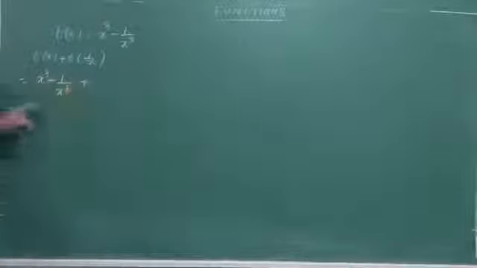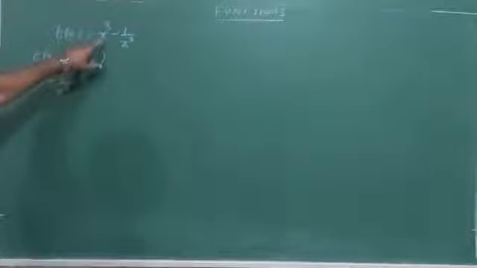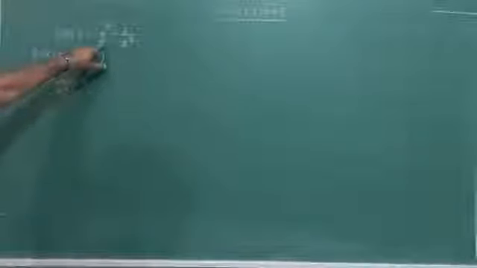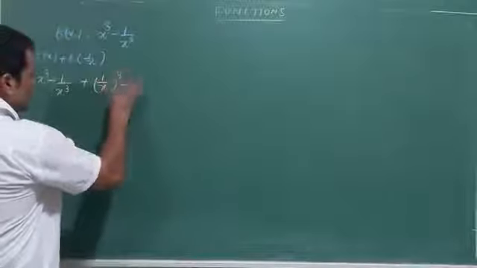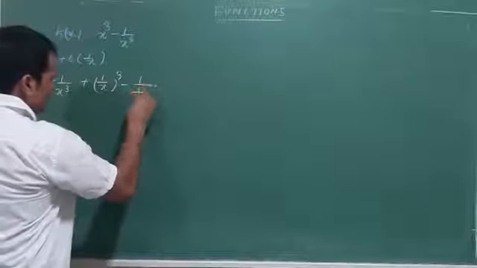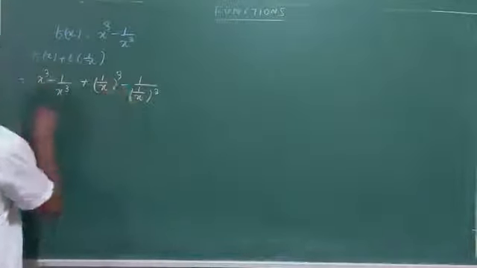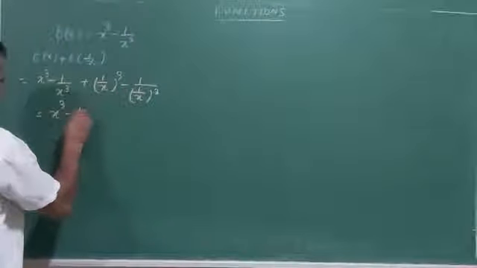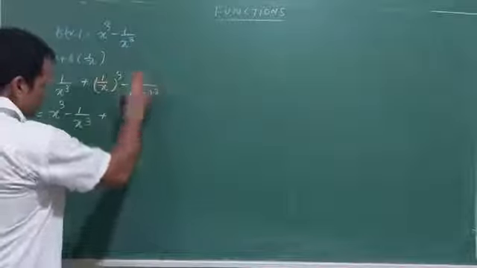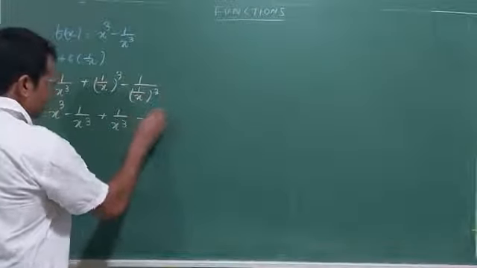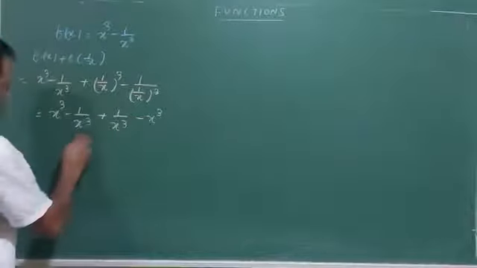When I am going to find f of 1/x, instead of x it will be entered as 1/x. So it will become (1/x)³ − (1/x)³... that becomes x³ − 1/x³. 1/x³ goes to the numerator, minus x³, cancels out. The answer is 0.